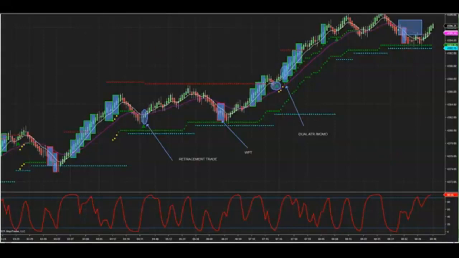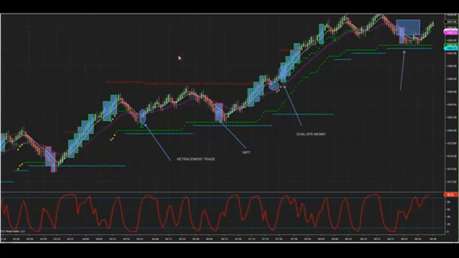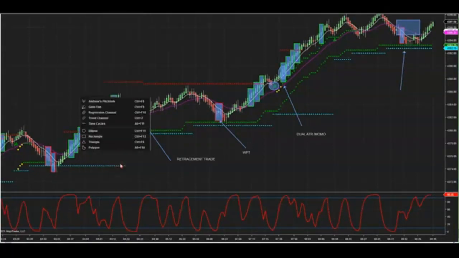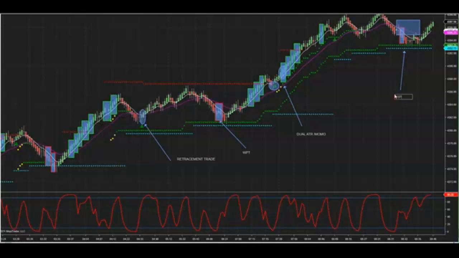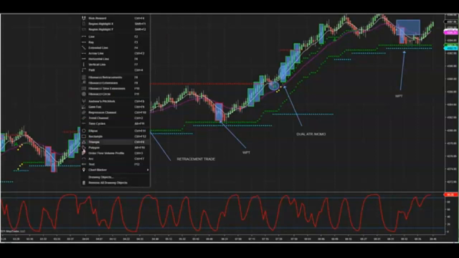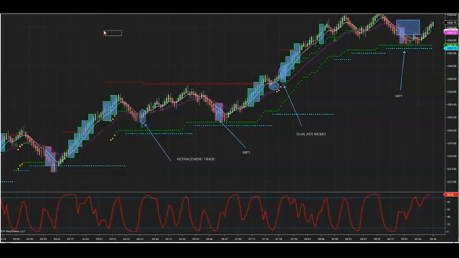Now we just got what again? We got another one. Just fired off. First target off. Just got another WPT that happened right below the ATR. So now I got another WPT. So that's all you really got to do, guys, is that you need to look for these setups.